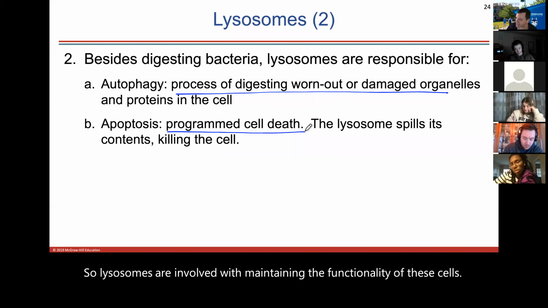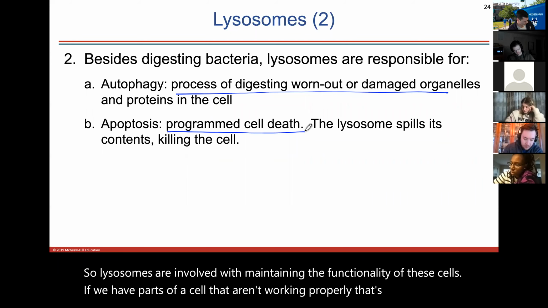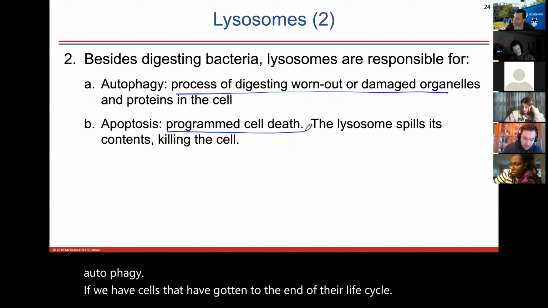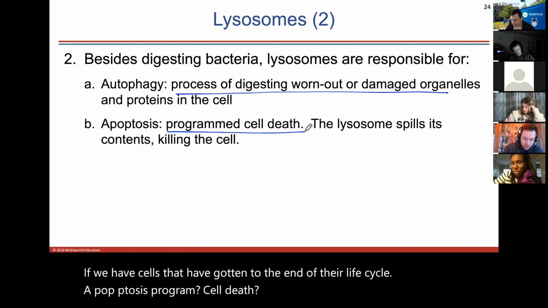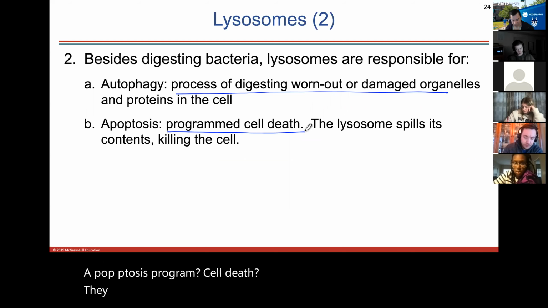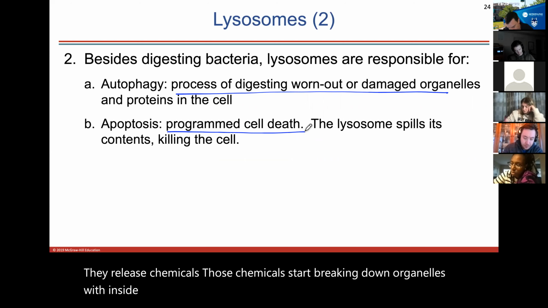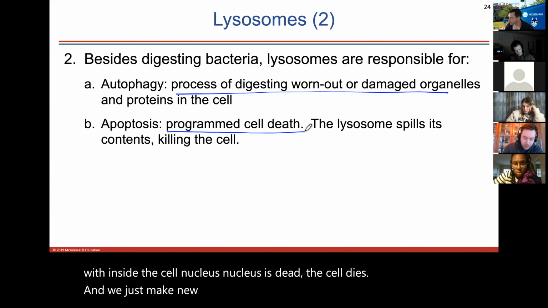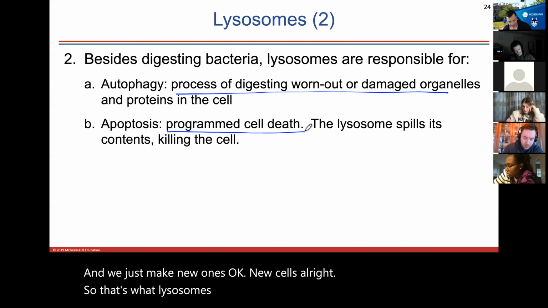If we have parts of a cell that aren't working properly, that's referred to as autophagy. If we have cells that have gotten to the end of their life cycle, apoptosis, programmed cell death. They release chemicals. Those chemicals start breaking down organelles within inside the cell, the nucleus. Nucleus is dead, the cell dies, and we just make new ones, okay? New cells, all right? So that's what lysosomes do, okay?